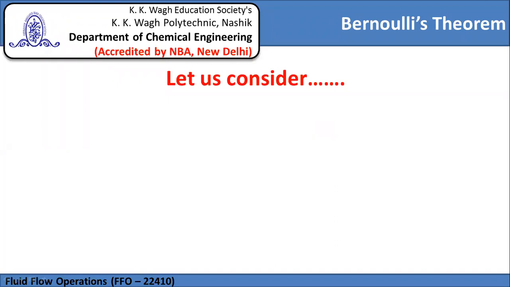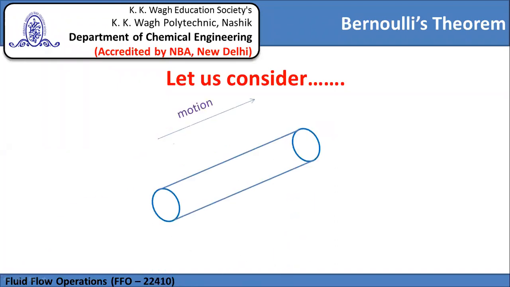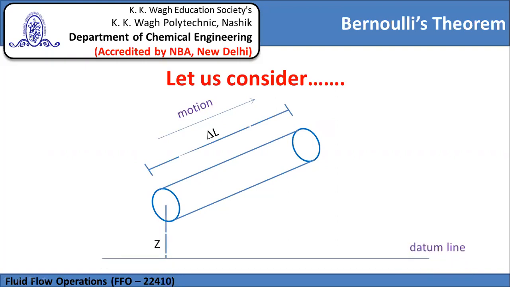Let us consider the smallest element of a fluid having motion in a diagonally upward direction. The unit length is delta L. The lower end of the element is at distance z from a datum line, and the elevated end of the fluid element is at a height of z plus delta z from the datum line.